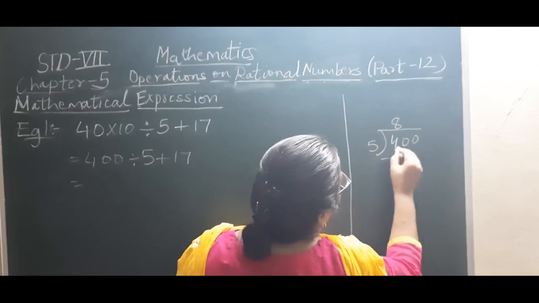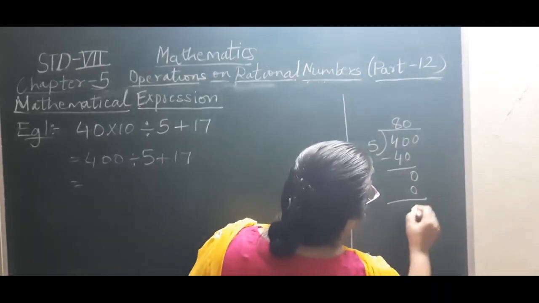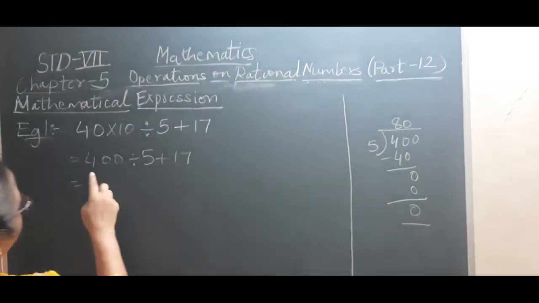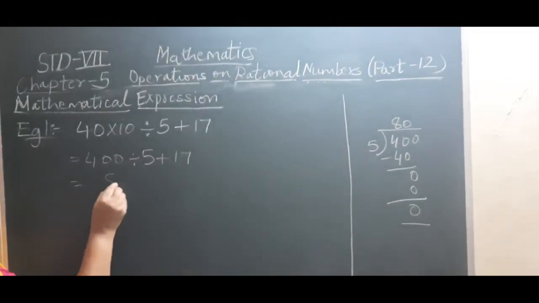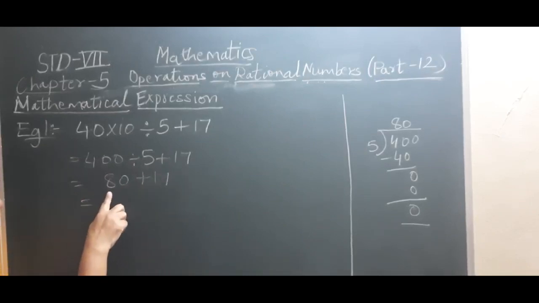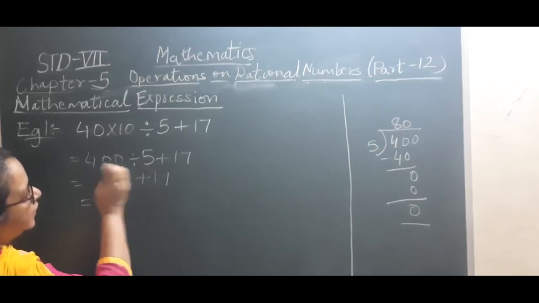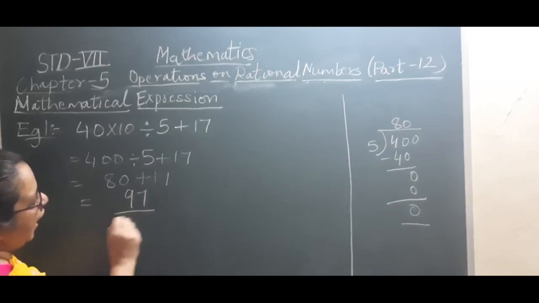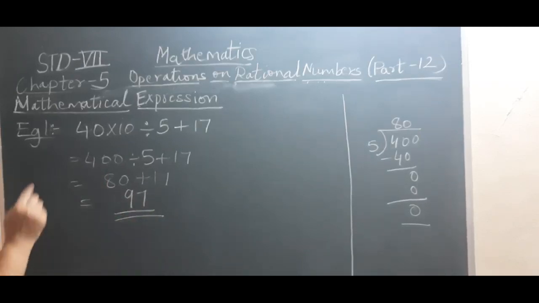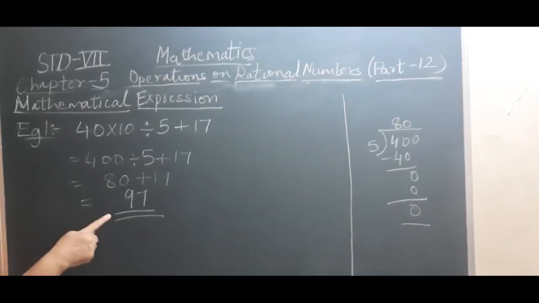5 8s are 40. Zeros are zeros. Remainder is 0. We have got the answer. 400 divided by 5 is 80. And we'll write plus 17 as it is. In the next step, we are going to add 80 plus 17. 80 plus 17 is equal to 97. So the answer is 97. We have solved this sum by following all the BODMAS rules. Children, isn't it easy? We have got the correct answer now by following the rules.